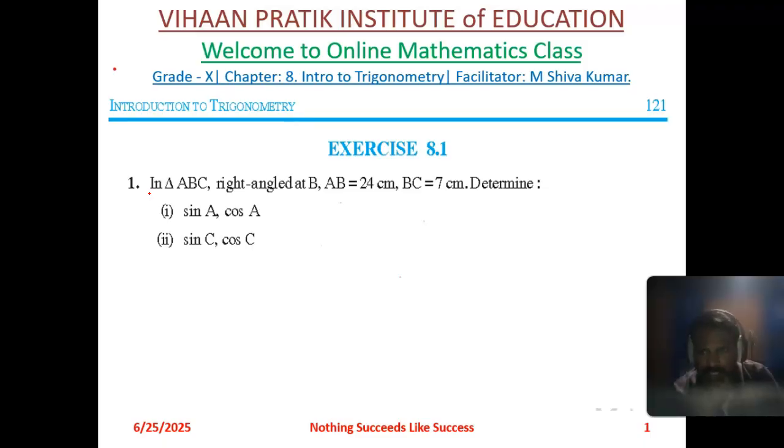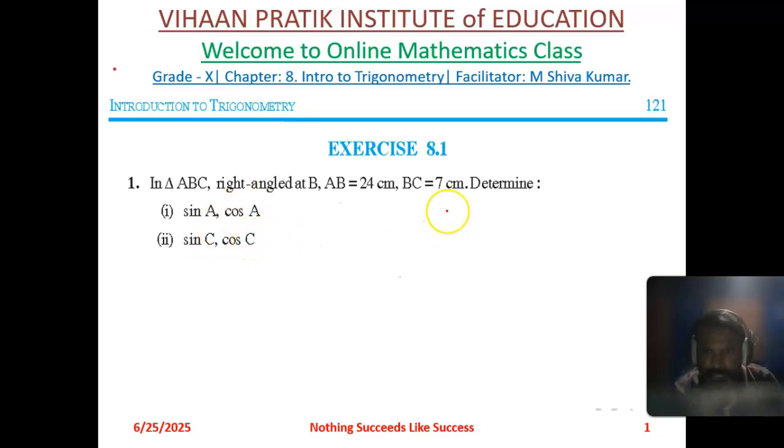Question number 1 is stated as: in triangle ABC, right angled at B. The meaning is that the triangle is a right angle triangle and it is right angled at B. The measurements are AB equals 24 centimeters, side BC equals 7 centimeters. Determine the trigonometric ratios sin A and cos A with respect to angle A. In the second bit, sin C and cos C with respect to angle C.